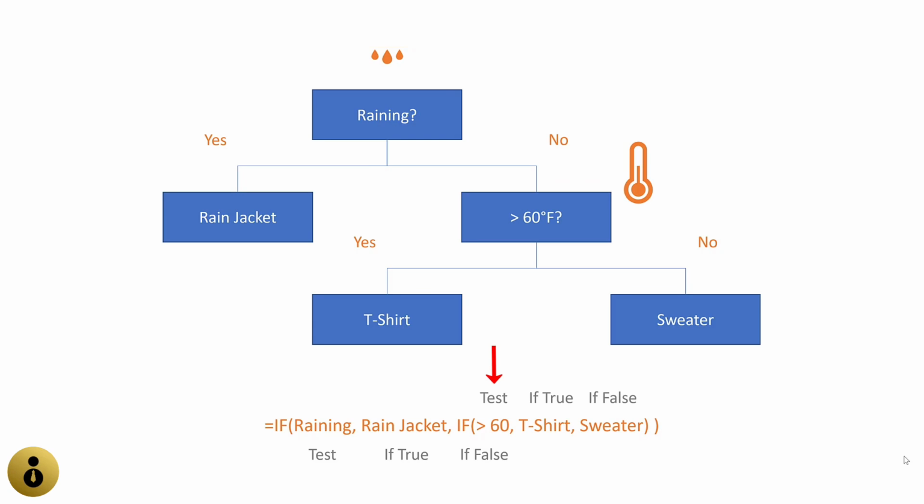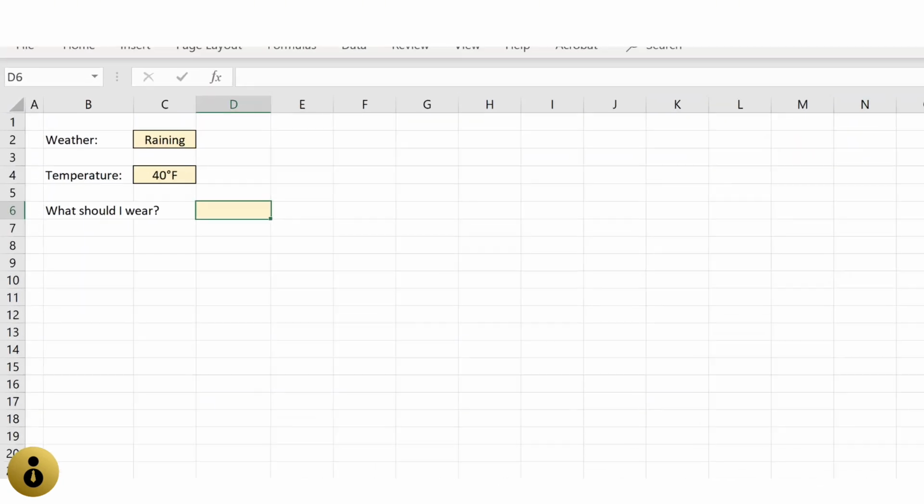Inside that second IF statement, we have another test. Is the temperature greater than 60 degrees? And if it's true, then we'll wear a t-shirt. If it's false, the sweater. Then we close that IF statement and put a second close parenthesis for the IF statement that it's nested inside. Let's go ahead and build that out.